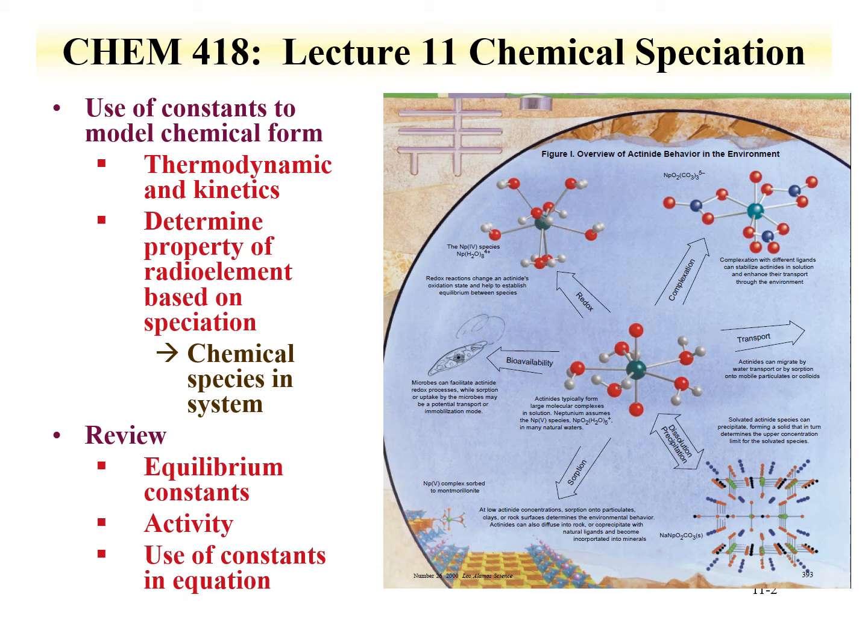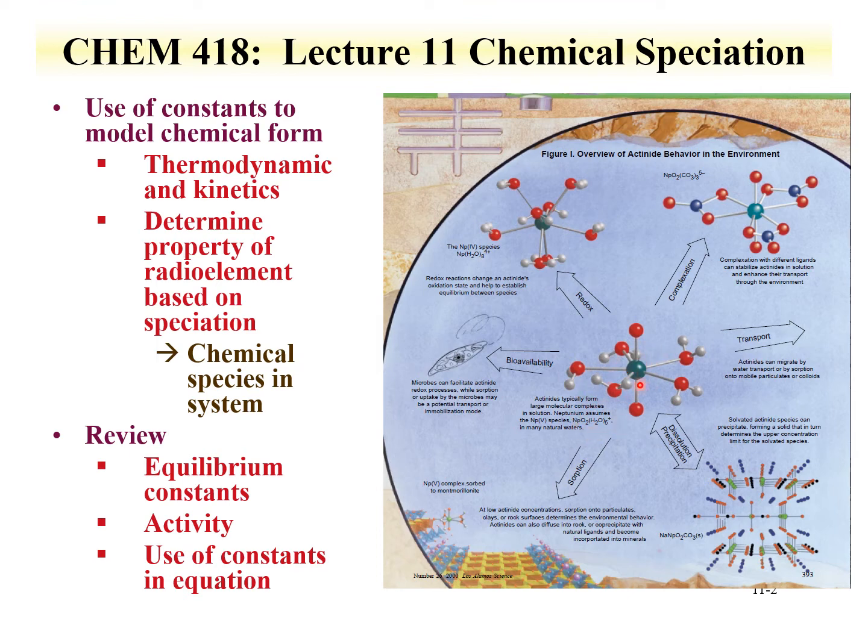As an example of that, here's a figure that shows an overview of actinide behavior in the environment. We see that there's a number of different neptunium species. We start off with a neptunium compound in the middle, so it's neptunyl. We'll discuss the chemistry of neptunyl in later lectures. But this neptunium is sitting in water. It's surrounded by five waters, and it's in this phase.